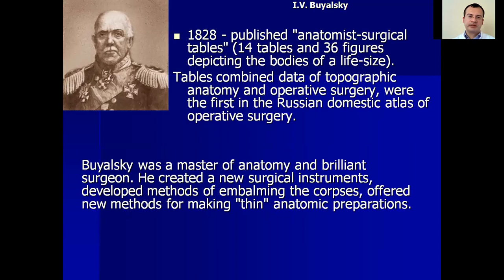Buyalsky, in 1828, published anatomical-surgical tables. The tables combined data of topographic anatomy and operative surgery, and were the first Russian domestic atlas of operative surgery. Buyalsky was a master of anatomy and a brilliant surgeon. He created new surgical instruments, developed a method of embalming corpses, and offered new methods of making thin anatomical preparations.